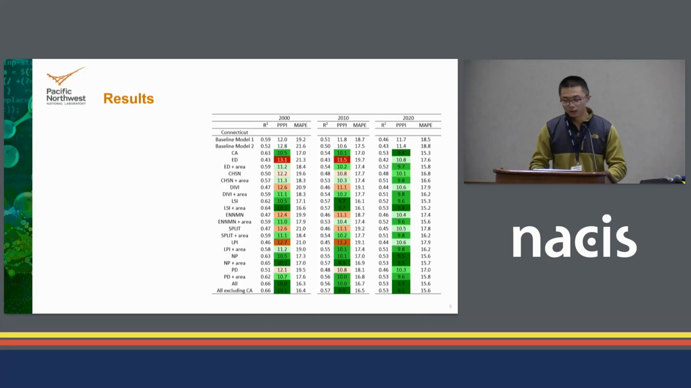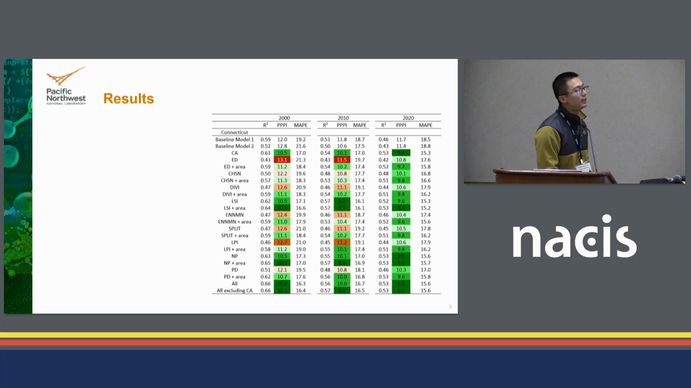And so this table shows the accuracy assessment results for the state of Connecticut. We have tested for 3 different years: 2000, 2010, and 2020. And we have mainly chosen 3 metrics for the accuracy assessment, including the R squared, the percentage of people placed incorrectly, which we abbreviated as PPPI, and the MAPE, the median absolute error percentage.